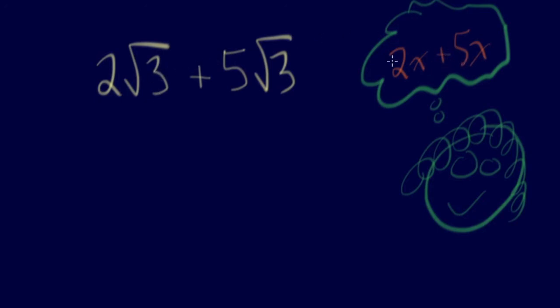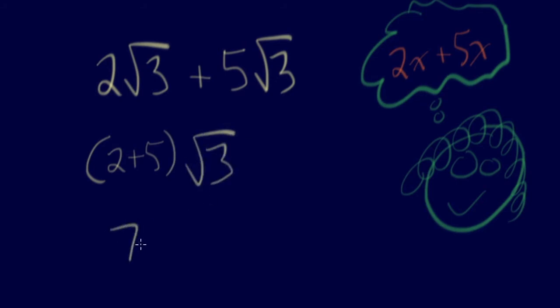When you're thinking about combining or adding, subtracting radicals, the radicand has to be the same in order to do that. Just like with variables. So both these terms are root 3's. I just want to know how many root 3's are there? Well, there's 2 plus 5 root 3's. So we say there are 7 root 3's. Make sense? On to the next one.